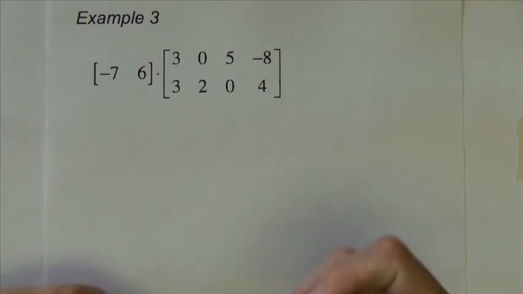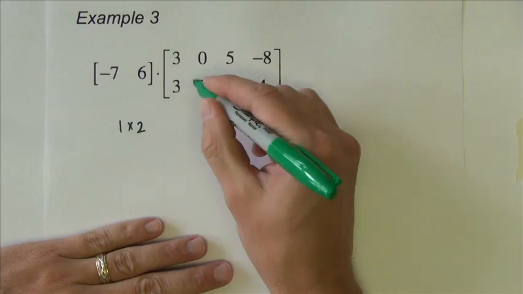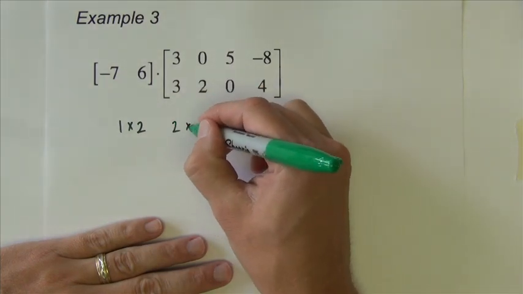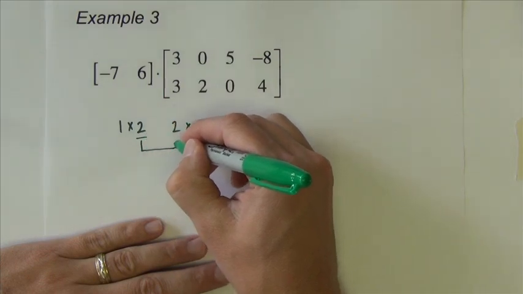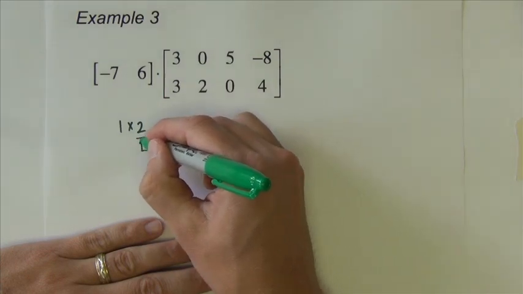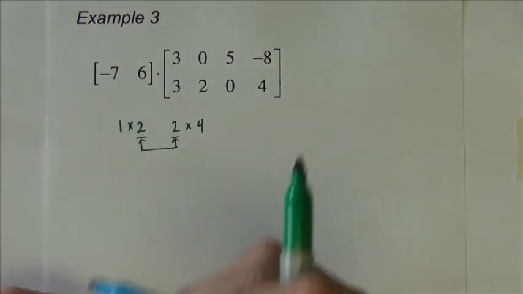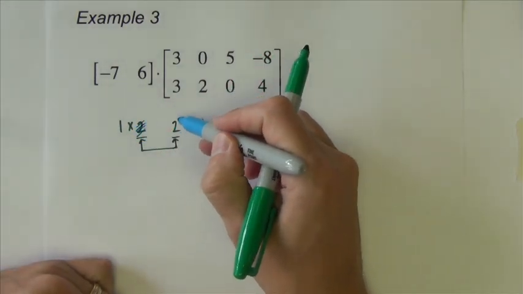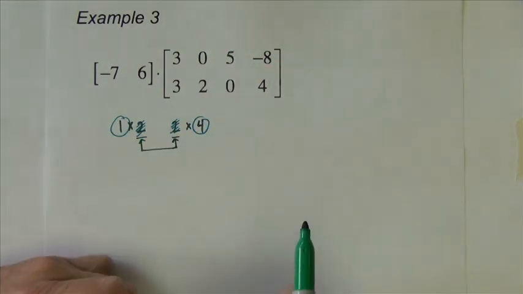Example number 3. Begin by checking the size. I've got a 1 by 2 and I've got a 2 by 4. These numbers match. If those numbers match, then we can cross out the inner dimensions. Our answer is going to have 1 row and 4 columns.